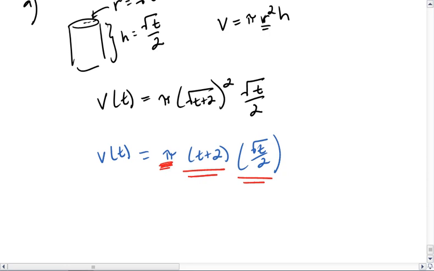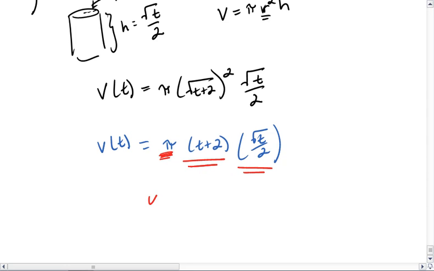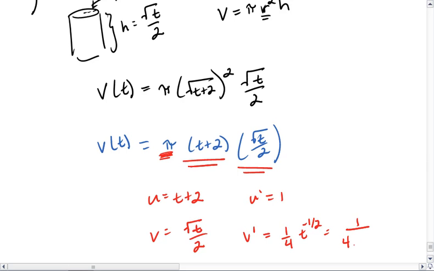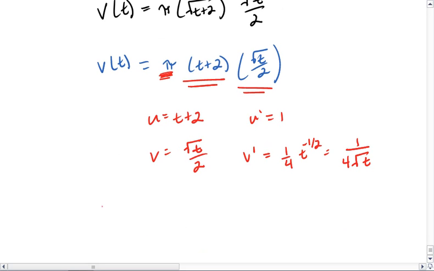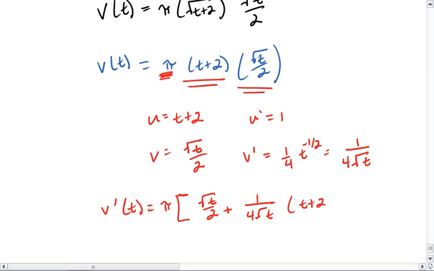We do want to pull apart, though, these two factors. So we have u equals t plus 2, and v equals root t over 2. u prime then equals 1, v prime equals 1/4 t to the negative 1/2, which is 1 over 4 root t. We use our product rule and find that V prime of t, we leave the pi out front, and we get root t over 2 plus 1/4 root t times t plus 2.